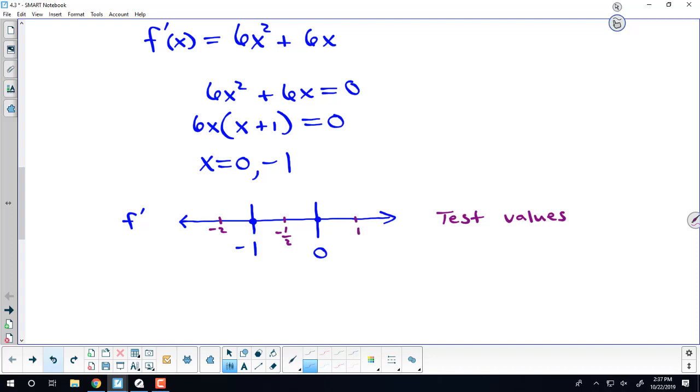So keep this in the back of your head: we're testing where the first derivative is positive and negative. These test values need to go into the derivative function, not the original function. So I would recommend when you're doing this, label this thing here as f prime, so you know that these numbers have to go into f prime.